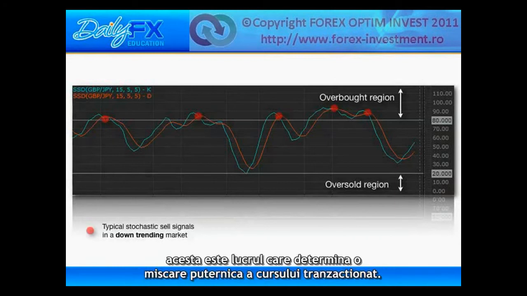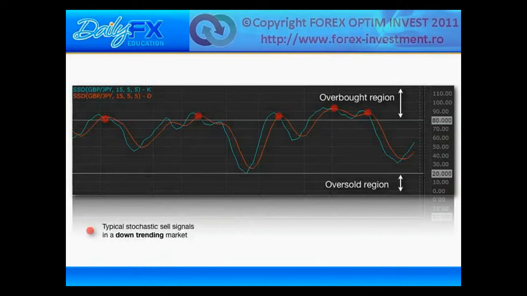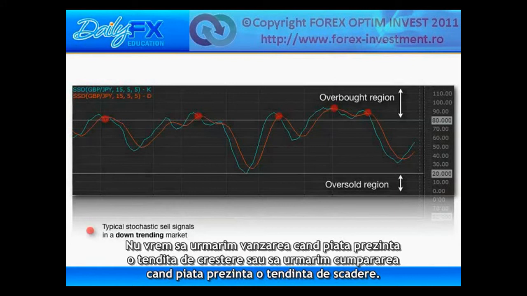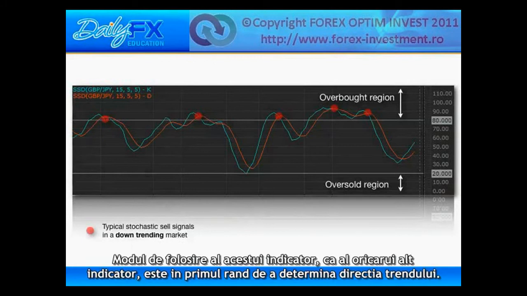This is really what identifies a strong trending move. We don't want to look for sells when the market is in a strong move up, or to look for buys when the market is in a strong move down. So the key to using this indicator, like all other indicators, is to first identify the direction of the trend.